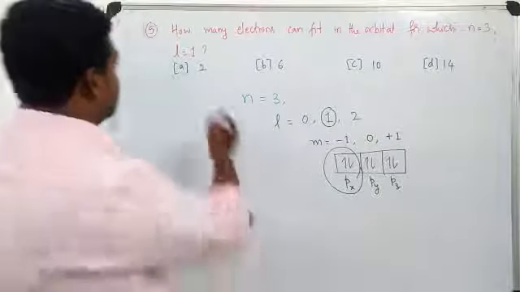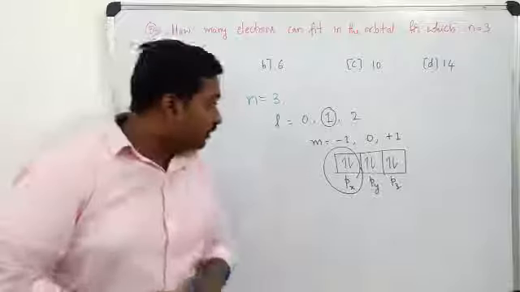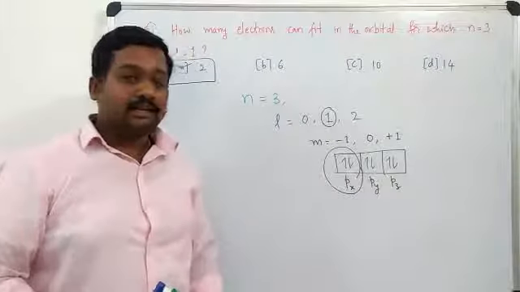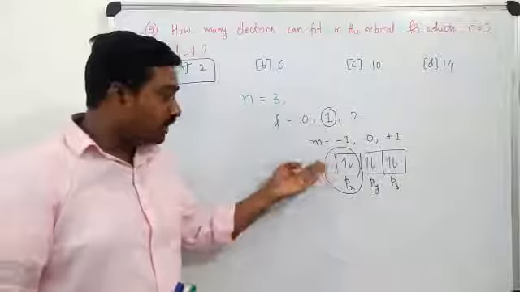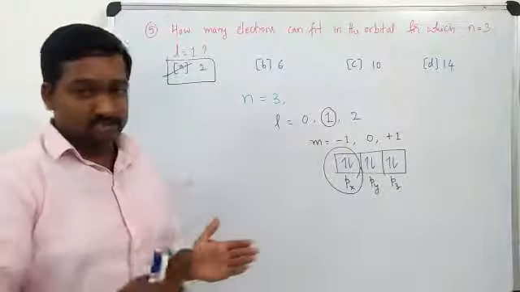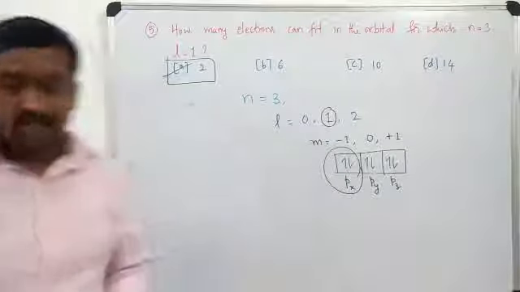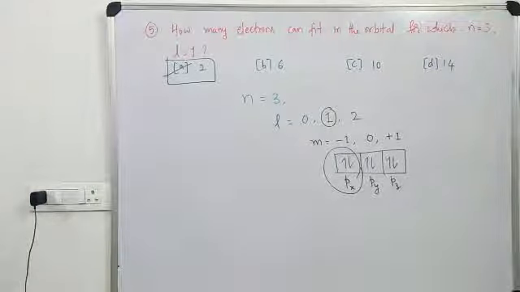But the right answer is option A, only 2 electrons can fit. Even though if they have not mentioned any detail, we can easily say that one orbital can hold only 2 electrons always with opposite spins, +½ and -½. So the right answer is option A, 2 electrons.